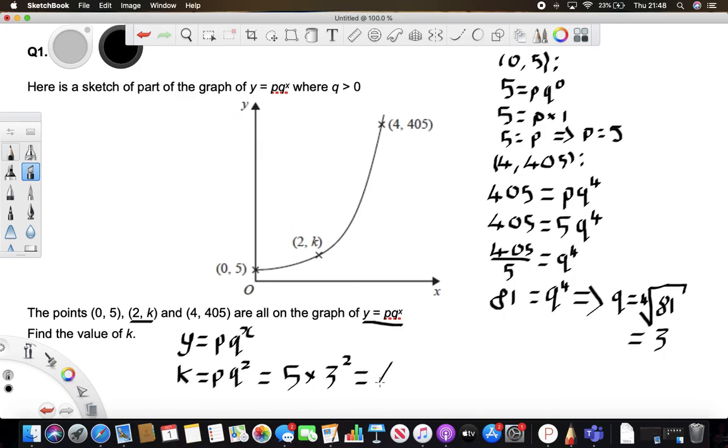So the value of k is 45. So therefore we could just put, therefore, k is equal to 45.